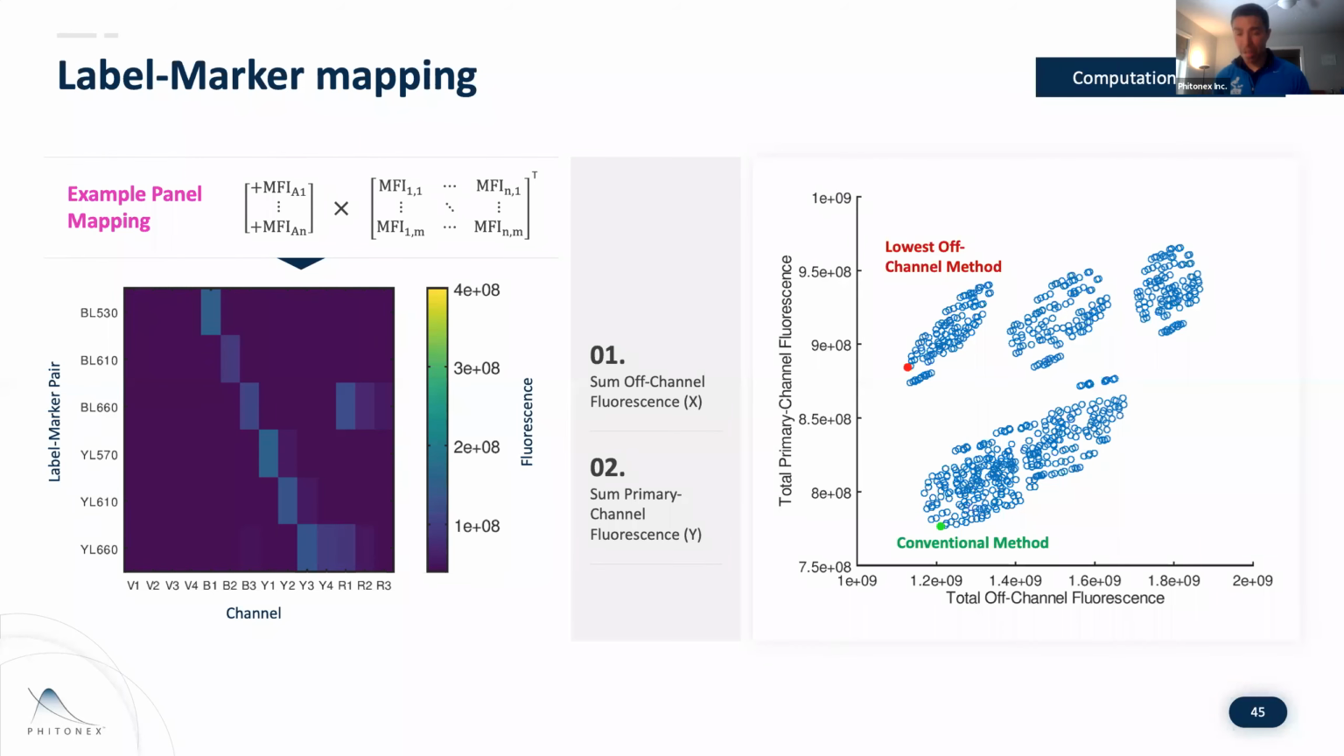So if you take the conventional method where you take the highest brightness and map it to the lowest antigen density, you end up with not a very good panel, right? You end up just with a serviceable panel. But if you optimize for the total off-channel fluorescence and total primary, you end up here, right? You end up in a space where you are optimized, right? So it's actually quite interesting from a how are we thinking around panel design generally point of view.